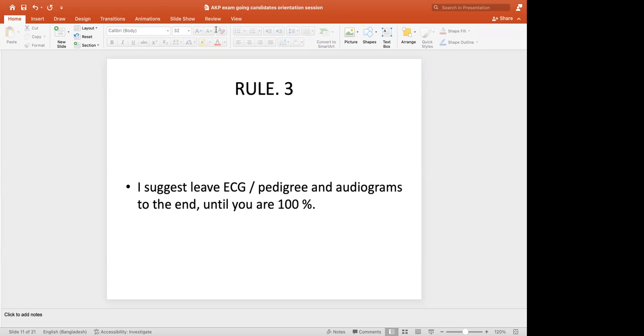40% is pictorial, and 60% is data interpretation, scenario based. So solve those questions that have no picture, no ECG, no pedigree first. But remember, the AKP exam is full of pictures, full of data interpretation, ECG, EEG.